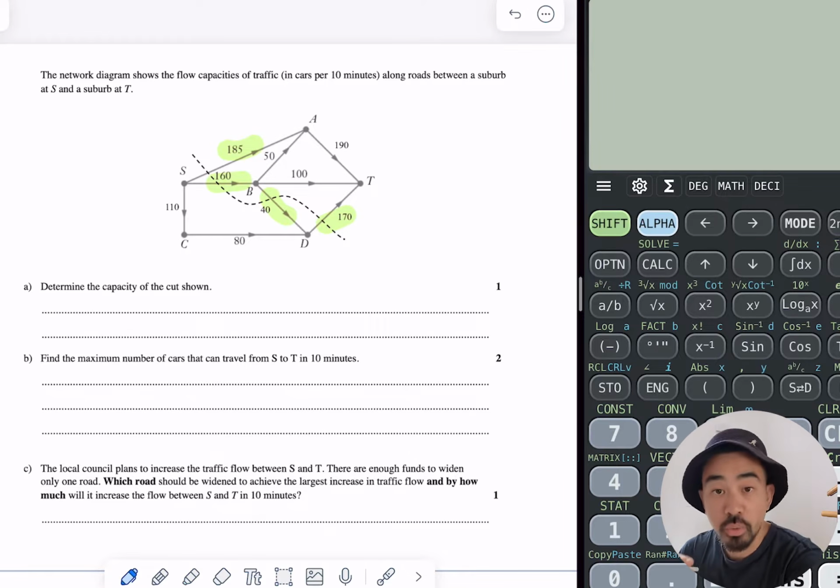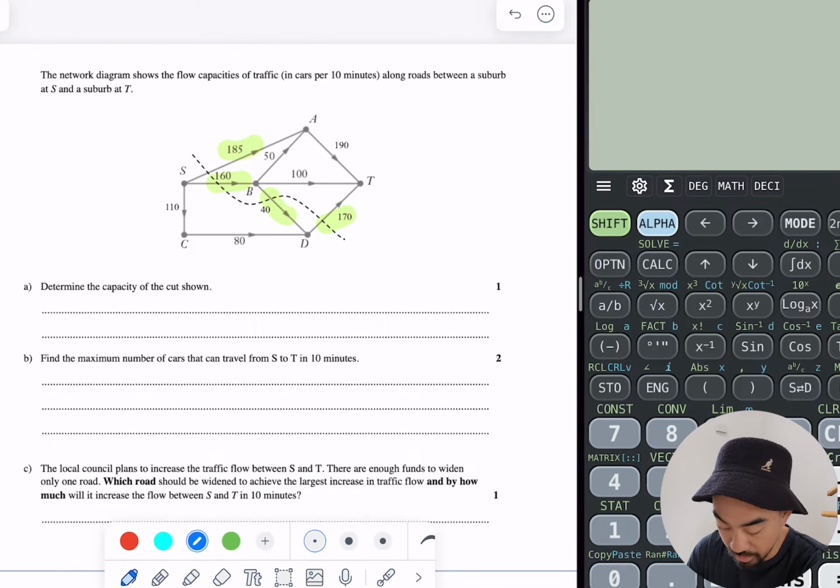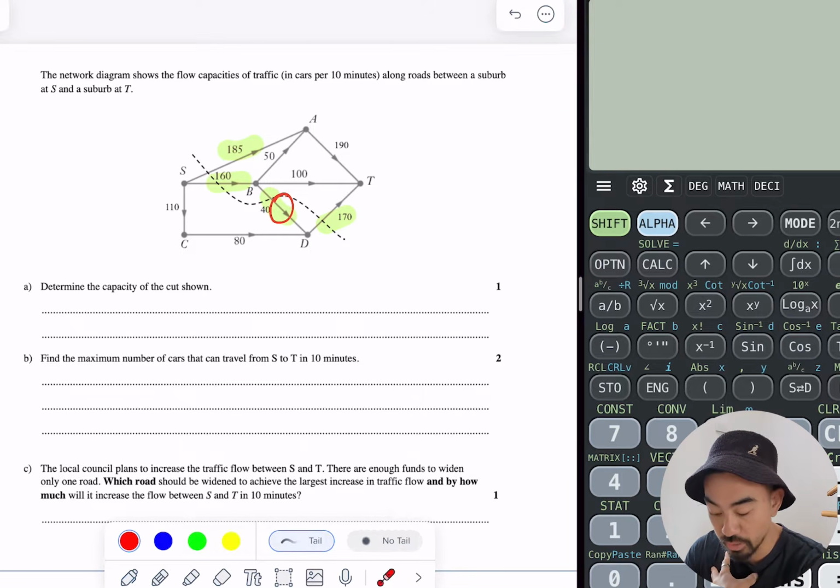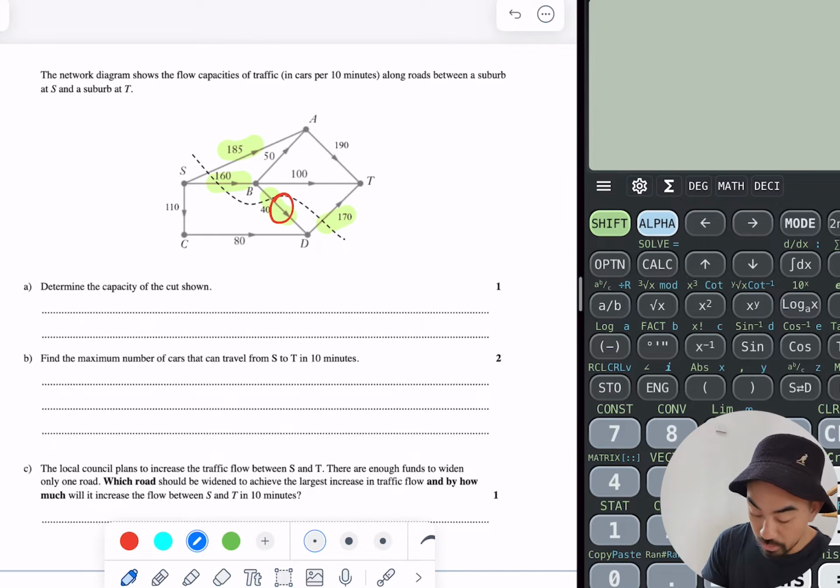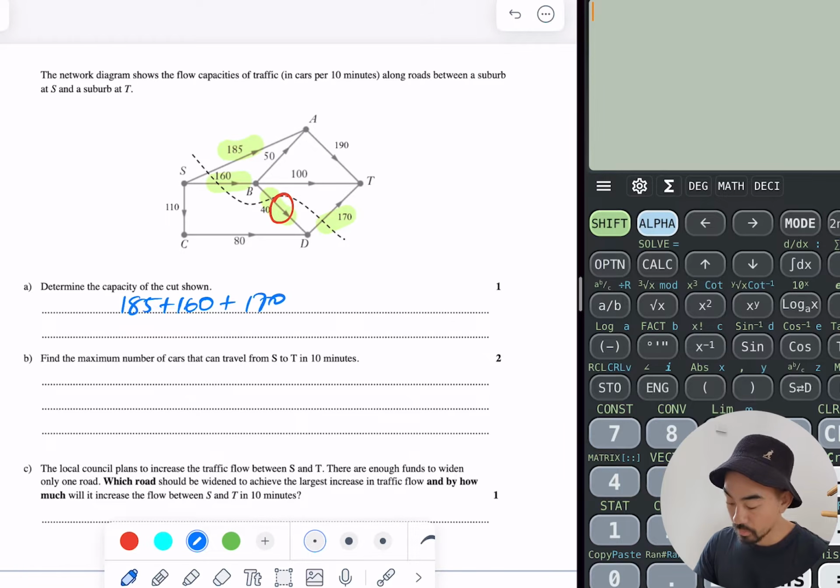If you don't know which ones to include and not include, make sure you watch my other video on minimum cuts. But essentially, we're not going to include this edge here, at 40, because it's going in the wrong direction. In other words, that one is already included in that cut there, so I'm not going to count it. So 185 plus 160 plus 170, plus 160 plus 170. So that cut is 515.